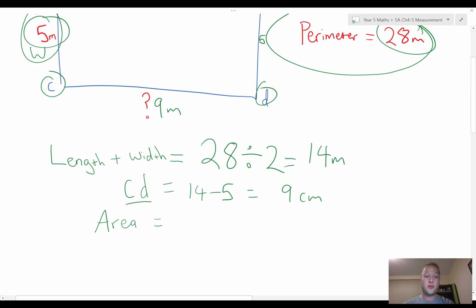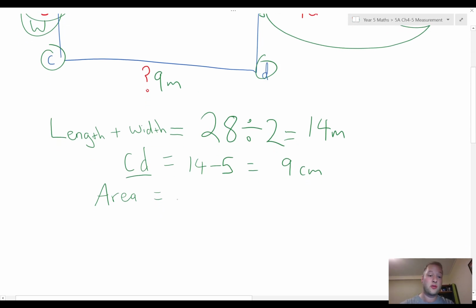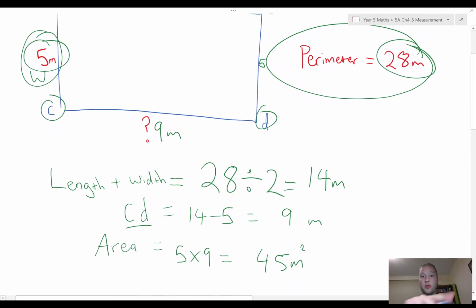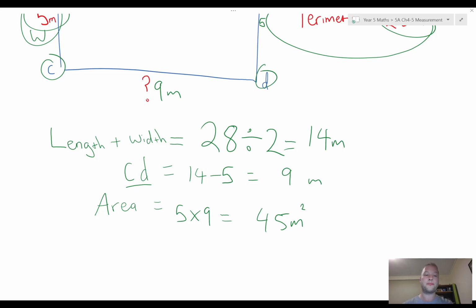Finally, I've got length and width. So area is really easy. I can just do 5 times 9 because that's my length and width. L times W equals 45 meters squared. Because it's area, it needs to be a little 2, because remember, it's when we make squares inside the shape and we're counting how many squares. So it'll be 45 squares if I drew it up.